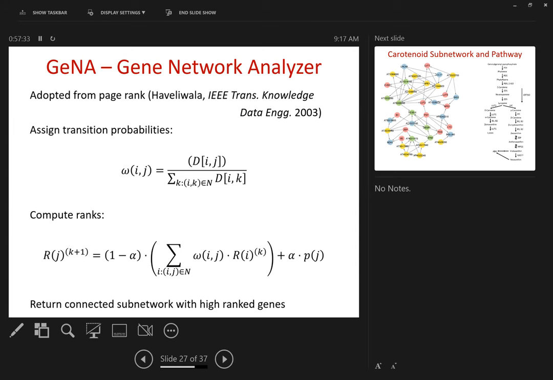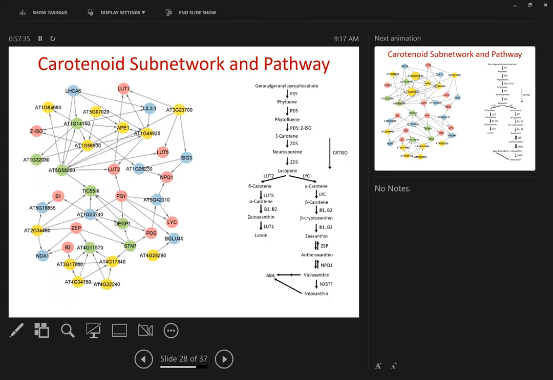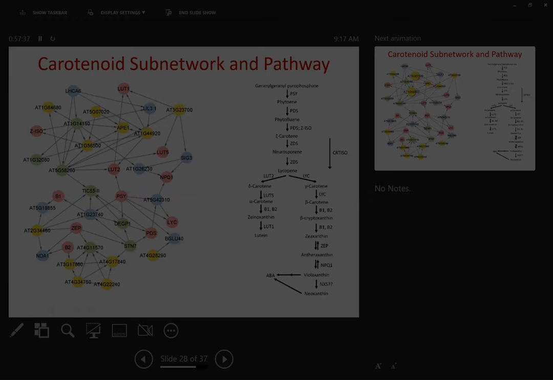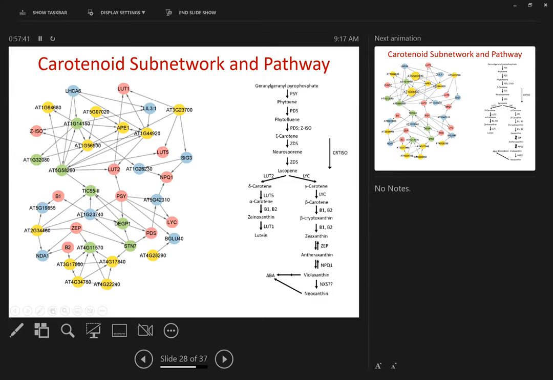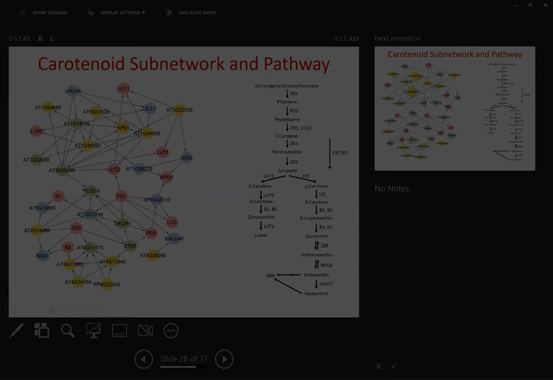So on the right side of this diagram, you are seeing a biologically known pathway. In this case, I'm showing you a pathway that is called a carotenoid pathway. It's a pathway that is responsible for the vitamin content in the plants, the color and texture and things like that. So this is what a biological pathway looks like. So it shows different chemicals and different proteins convert from one to the other and so forth. So this is an incomplete pathway.